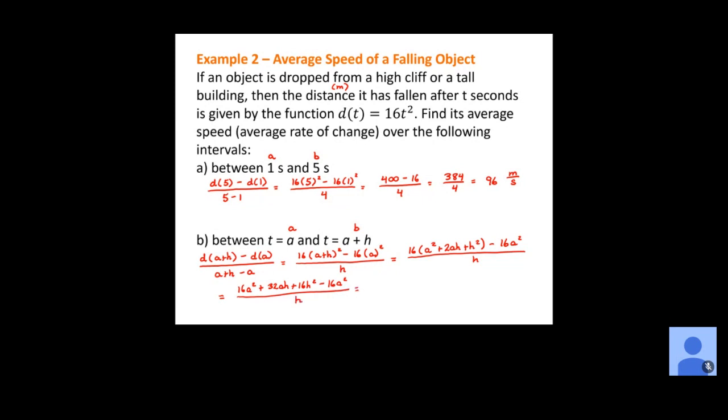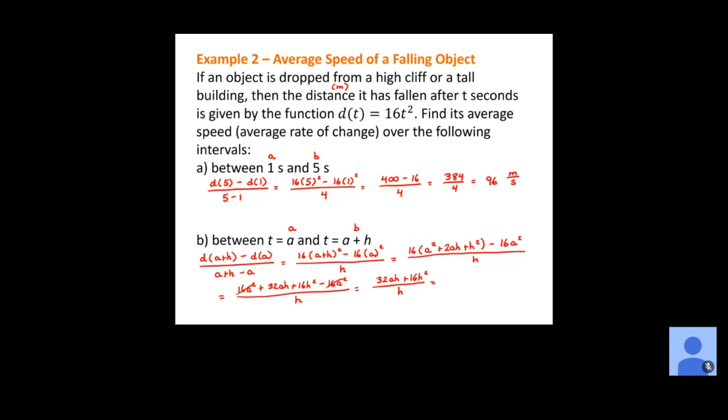All right, now if we combine like terms in our numerator, 16a squared minus 16a squared, those terms are going to cancel out. And so now we're left with 32ah plus 16h squared all over h.